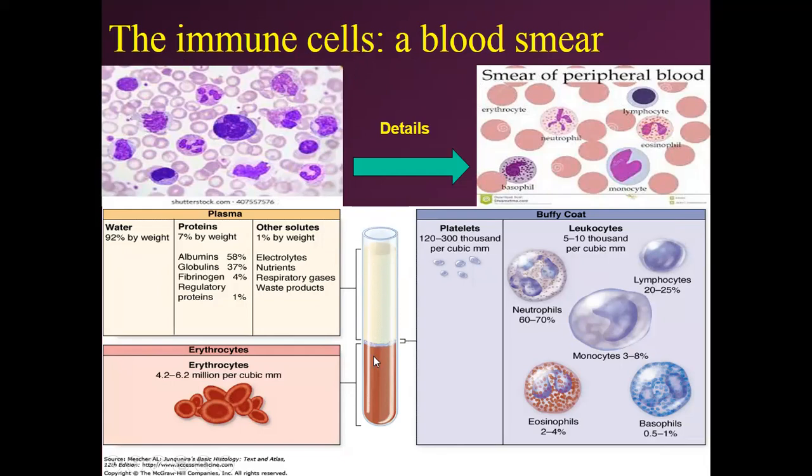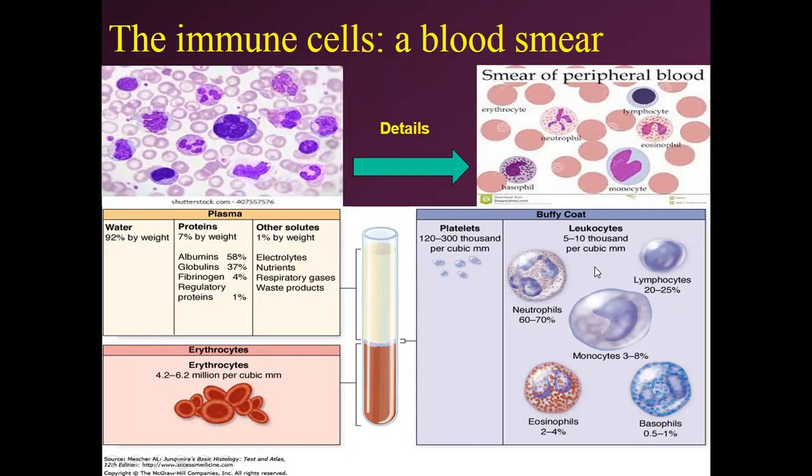We take a sample of blood in a tube and we analyze this content to obtain erythrocytes or red blood cells, the plasma, which is made up of water, protein, and other solutes, platelets, and leukocytes. The most important element present in the blood is the leukocytes, which are the white blood cells.